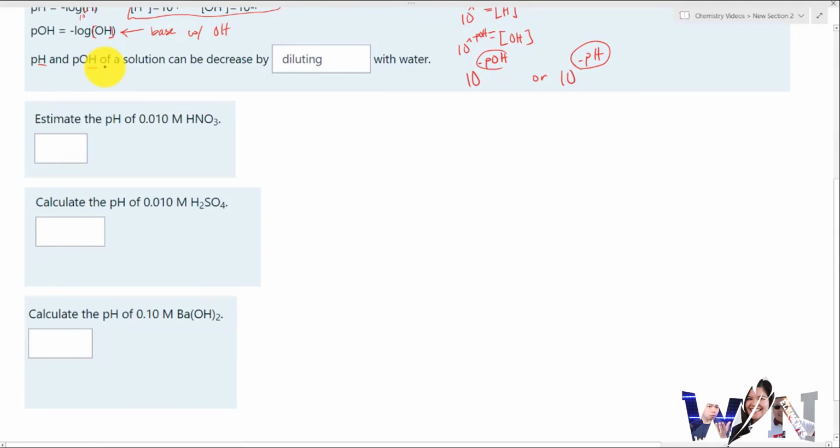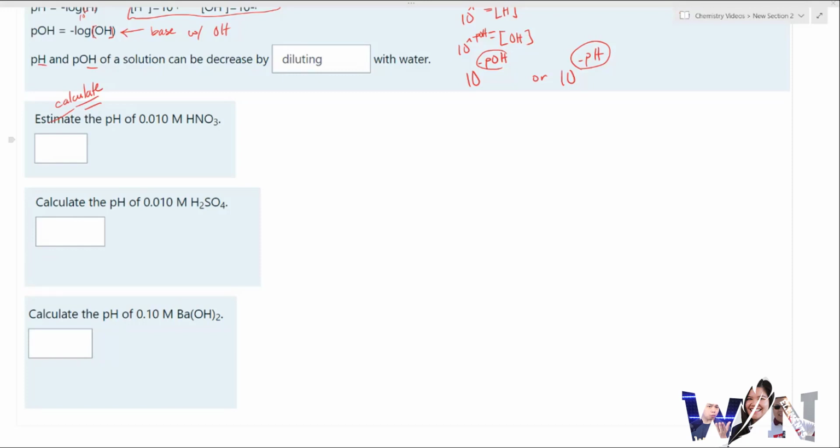Now we are going to solve a problem with pH and pOH. So in this case, estimate. I'm going to use the word calculate. Okay. Now a lot of the time on your AP test, you are going to have to estimate because it's multiple choice. If it's not, you have to really use the mathematical representation behind it.